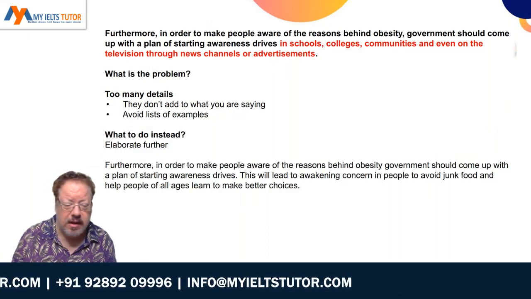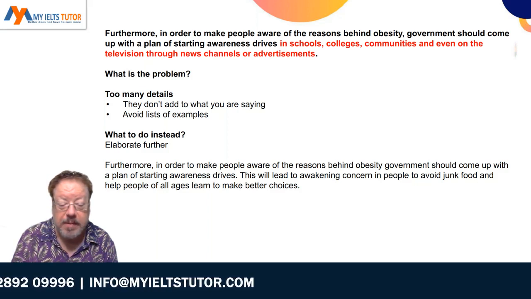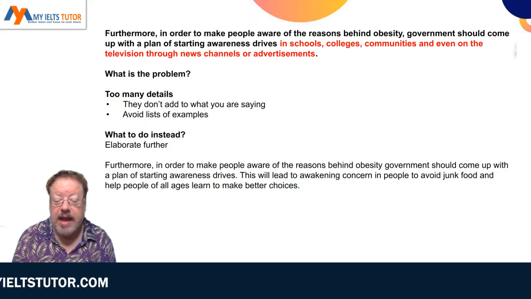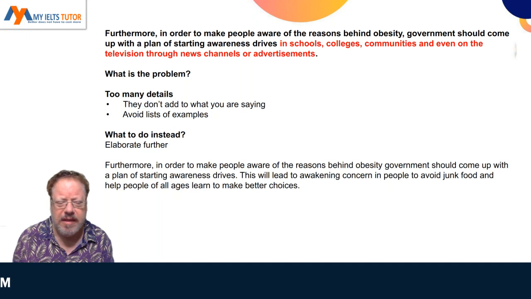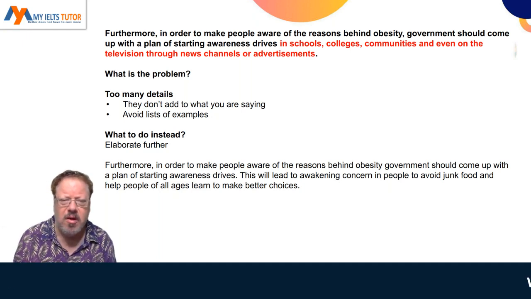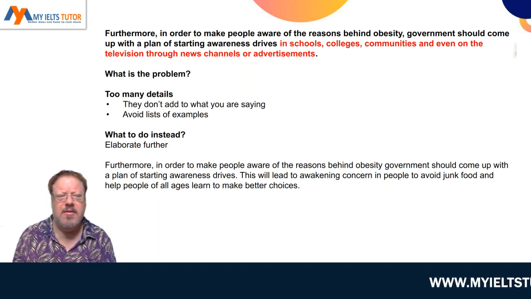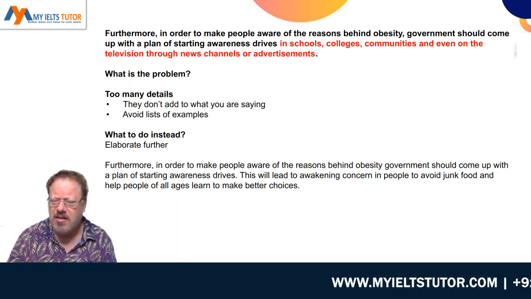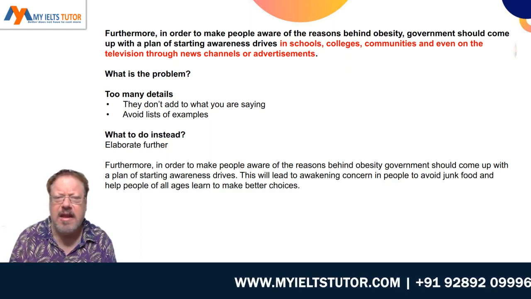Now, if we take a look here, you can see that where it says, furthermore, in order to make people aware of the reasons behind obesity, government should come up with a plan of starting awareness drives. And then you see, I have it here in red. That's where the error is. And what would you call that type of error? Well, the error here is that there's just too many details. And so what the student here did is list a lot of examples, just a lot of examples to show what these are. And it's just not needed.